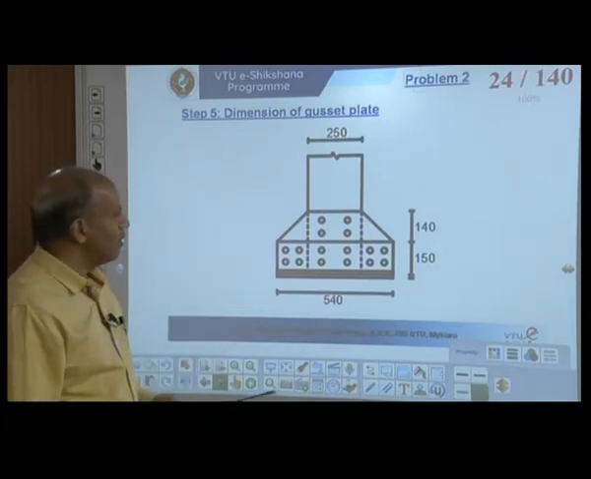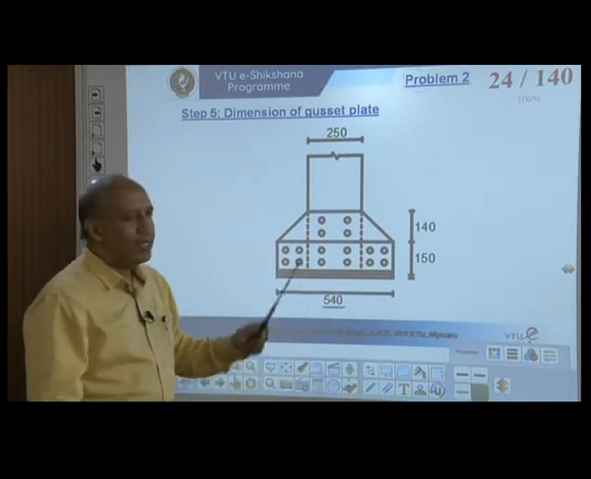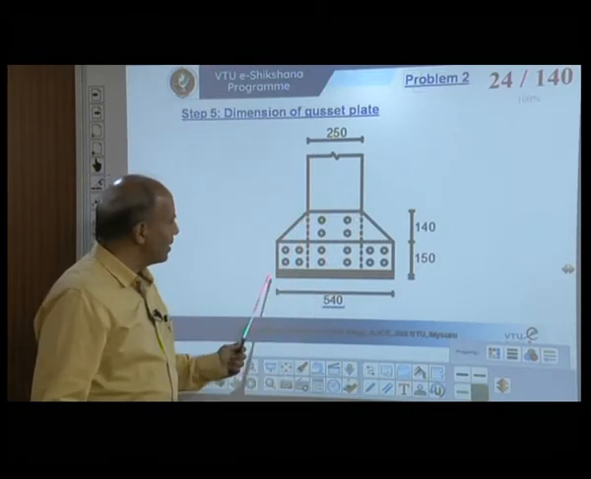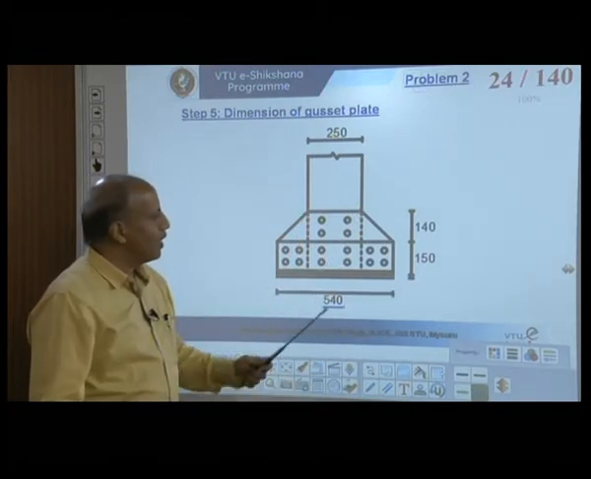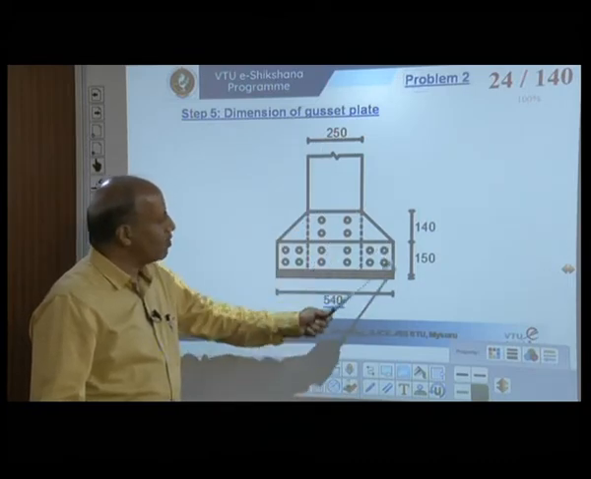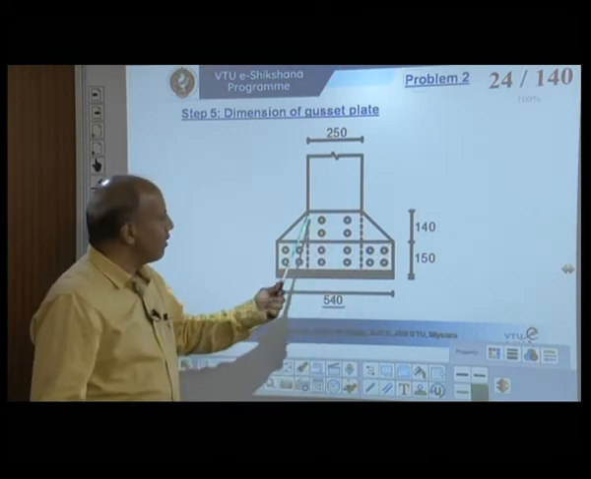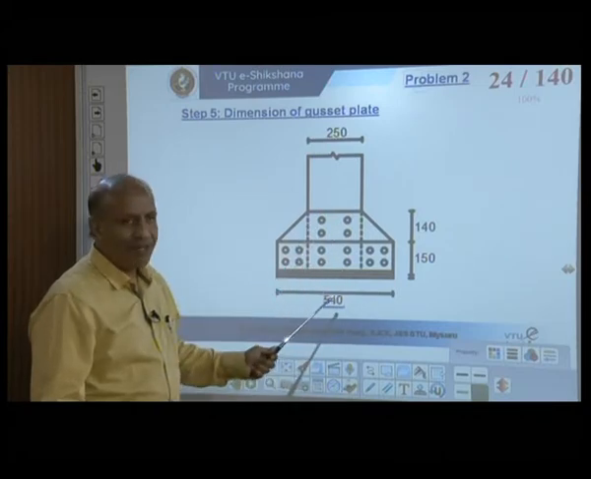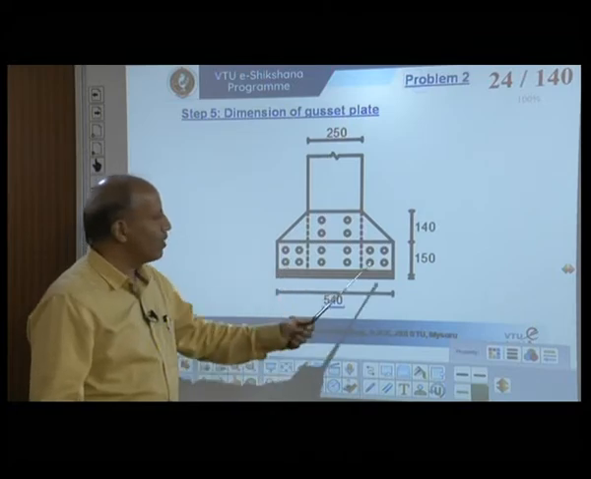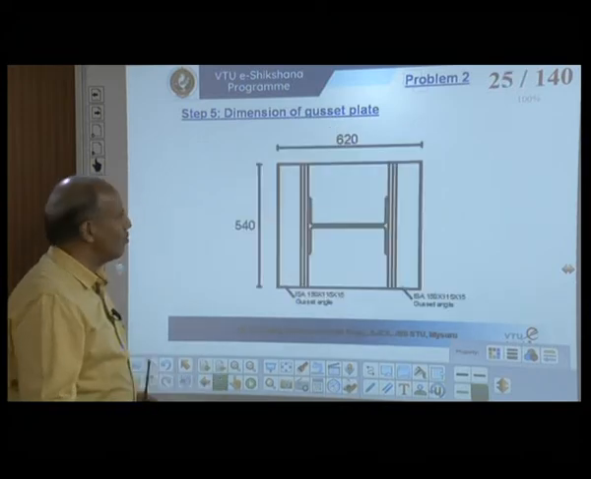And regarding the gusset plate also we have seen, so this is the width that we just arrived at, 540. Regarding the gusset plate, please understand, it has a width of 250 at the top, it has a width of 540 at the bottom, correct, and the width tapers uniformly from 250 to 540 at a height of 150. I hope you are trying to see these details. So, these are 8 bolts which we had arrived at earlier, and these are extra 8 bolts that we have provided to connect the angle with the gusset plate. So, this is what you have here.